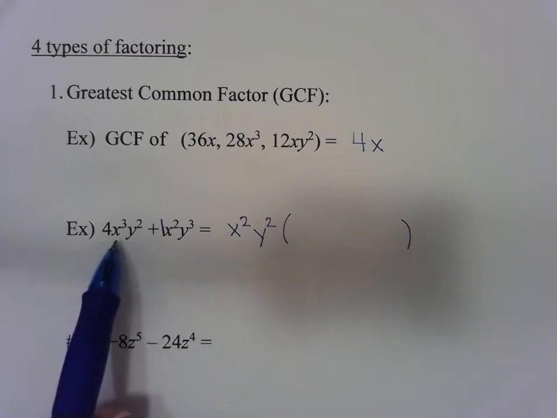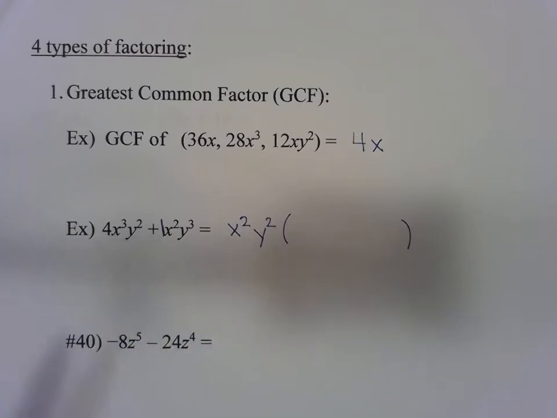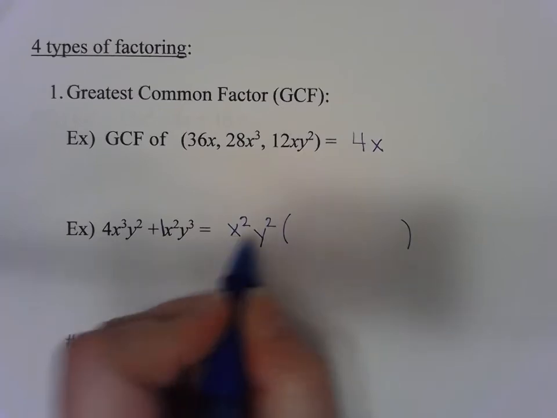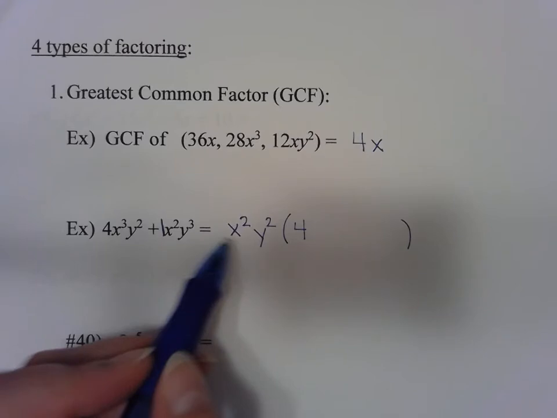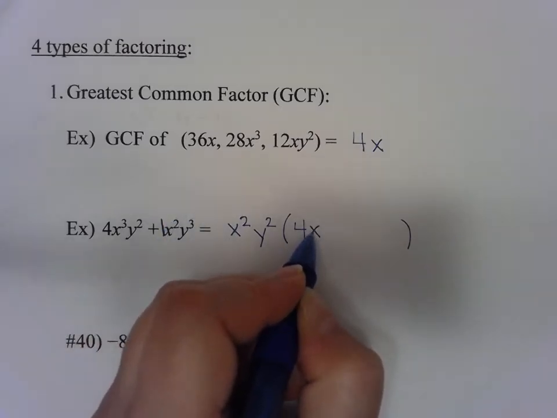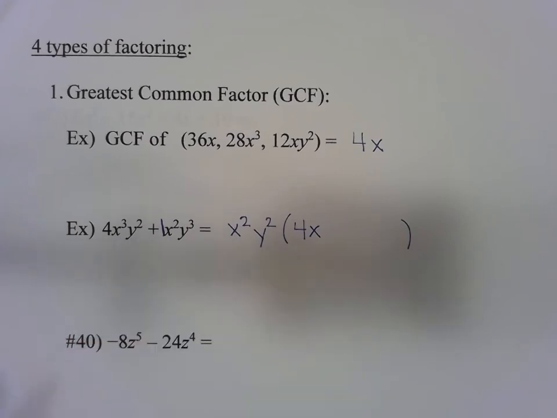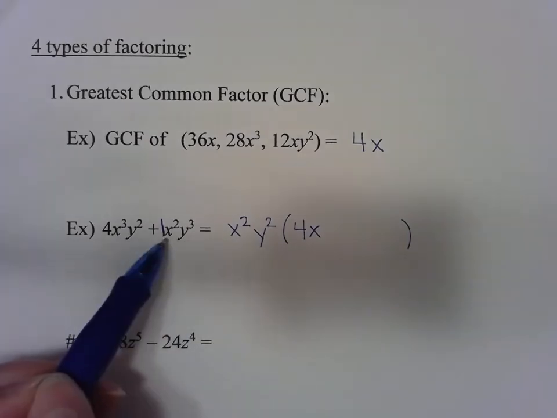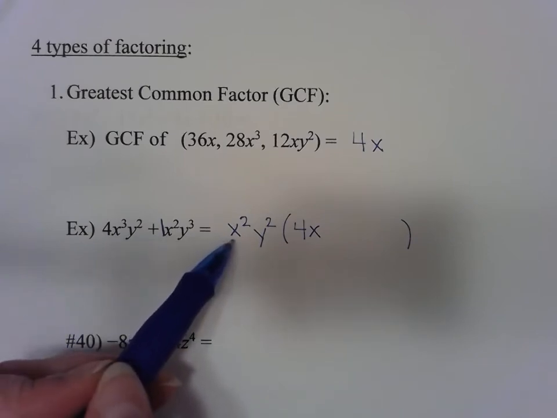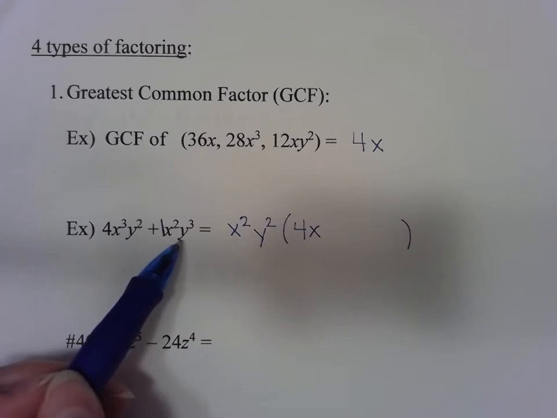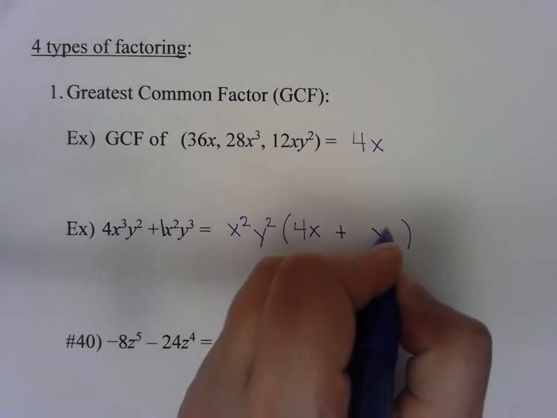So if I do 4x cubed y squared divided by the common factor, 4 divided by 1 would be 4. X cubed divided by x squared is going to leave me with 1x. That doesn't get canceled out. Y squared divided by y squared, those are going to cancel. Right? This term, 1 divided by 1 is 1. X squared divided by x squared, those are going to cancel to be 1. Y cubed divided by y squared is going to give me 1y left over.